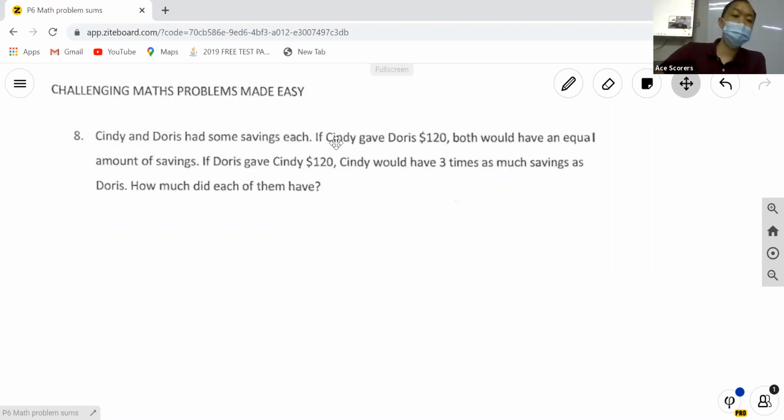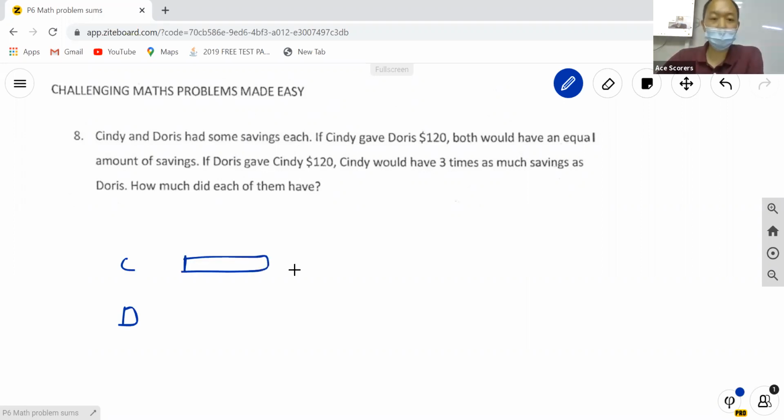First scenario, Cindy and Doris have some savings. We don't know what's the amount of savings. But let's try and see if we can use a model. Right? Let's say we don't want to do before and after. Use model. Yeah, we have to work backwards because if Doris gave Cindy 120, Cindy will have 3 times. So let's look at Cindy and Doris. Let's start with the situation where Cindy has 3 times. 2, 3. Okay, and then this is 1.